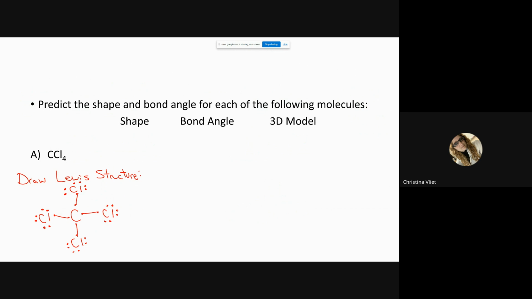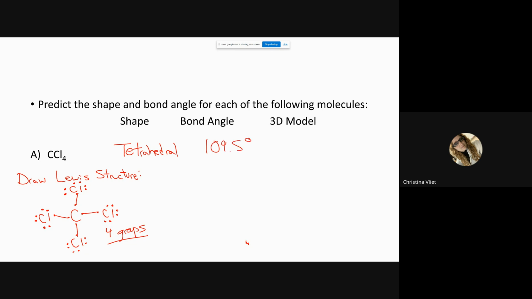Now that we've done the Lewis structure, can you figure out the shape? What would you do? Count the groups. How many groups are around carbon? 4 groups, right? So if I've got 4 groups, but none of them are unshared pairs, what's the name of the shape? 4 stands for tetra. So tetrahedral. And that's the one bond angle. You just got to straight up memorize it. 109.5.